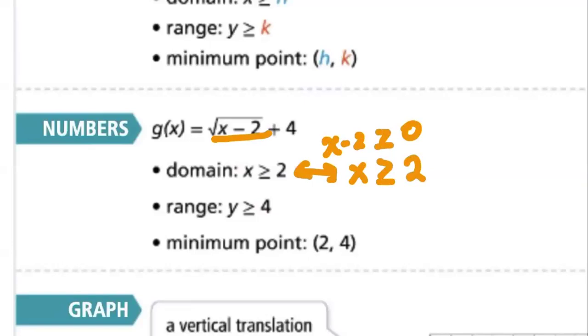The range is whatever is outside the radical, so the plus 4. So you can just put y greater than or equal to 4. So you don't actually have to write an equation for the range. It's whatever is on the outside. And then after finding the domain and range, positive 2, positive 4, it can actually give you the minimum points of the equation. And that will help you to determine the graph.